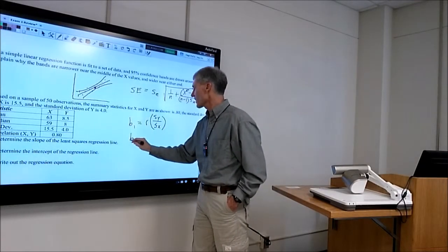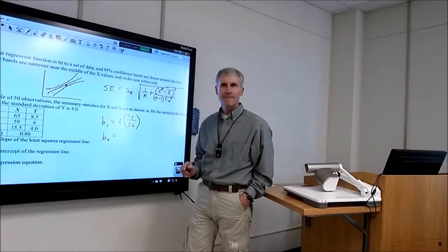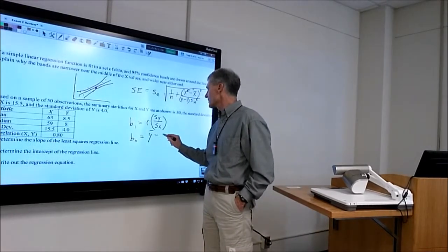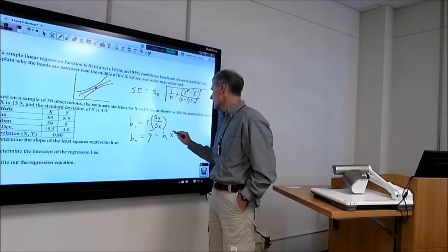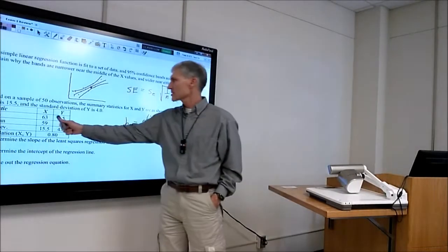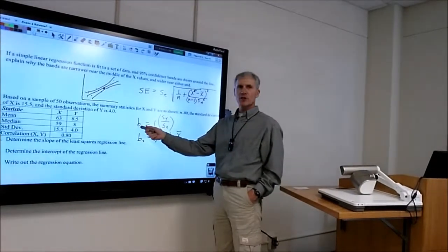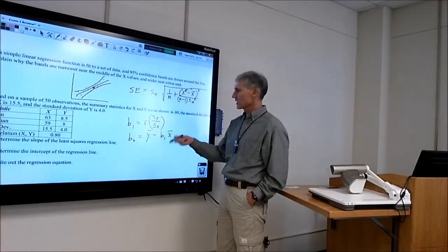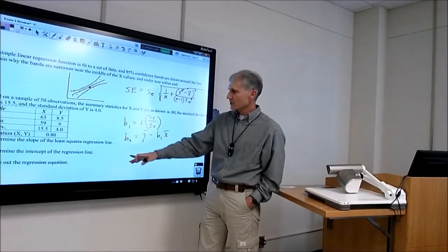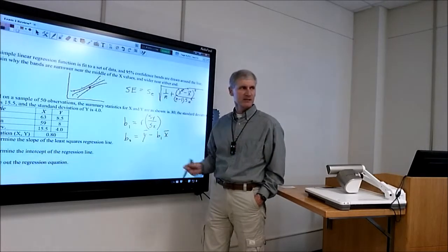Then once you have your slope, how do you get your intercept? Oh, it's just Y bar minus B1 X bar. Right? So you've got Y bar and X bar as the means of Y and X. You now have computed your slope, so you've got everything you need. Just plug it in, and then write out the regression equation. It's just B0 plus B1 times X.